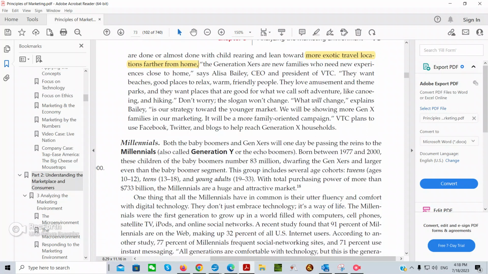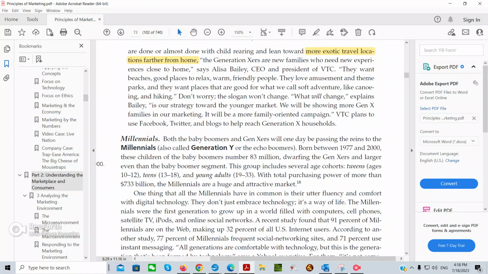VTC plans to use Facebook, Twitter, and blogs to help reach Generation X households. Now, the last part, Facebook, Twitter, and blogs, is something more for the millennials than it is for the Gen Xers. But the younger segment of the Gen Xers use more of the social media.